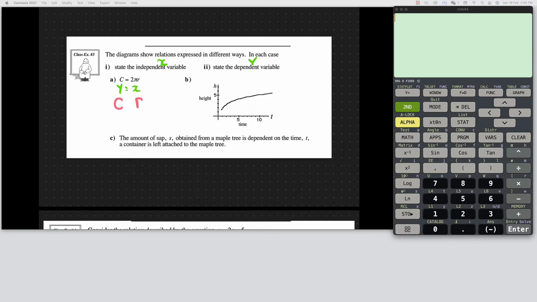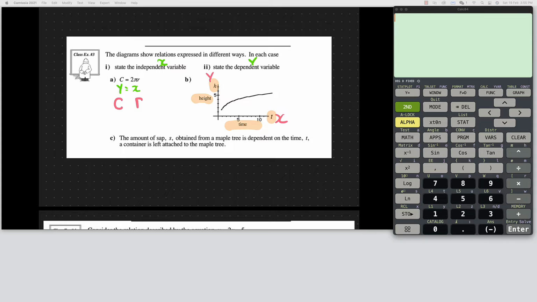And if we look at example B, what is the independent variable? Well, because this is the x-axis down here, the independent variable is going to be the time, which is represented by t, and the dependent variable is going to be height, which is represented by h. So this is our y-axis and our x-axis.